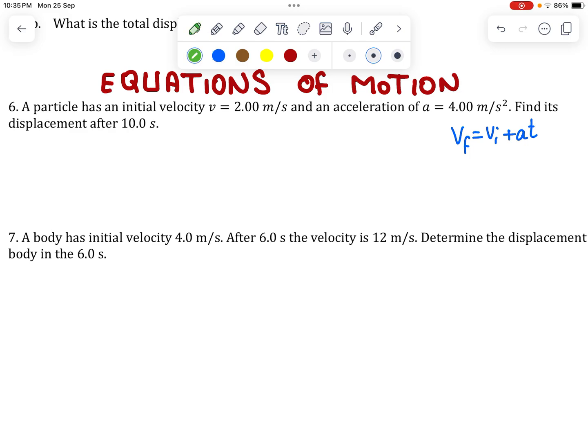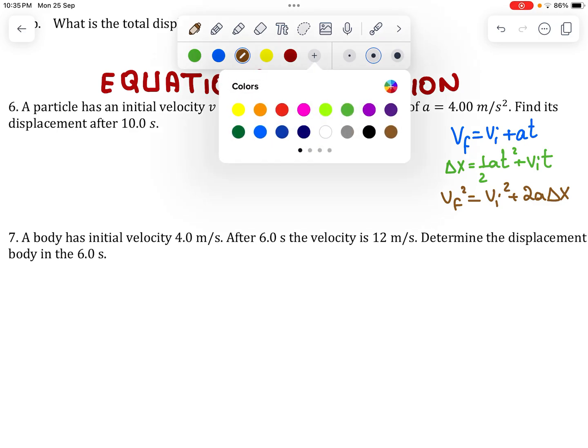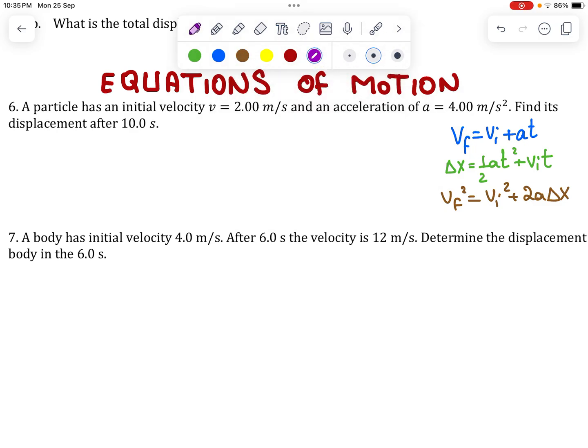The second one, which is finding the displacement using the acceleration given the time and the initial velocity. The third, finding the final velocity using the initial velocity given the acceleration and the displacement. And finally, also finding the displacement using the initial velocity and the final velocity given the time.